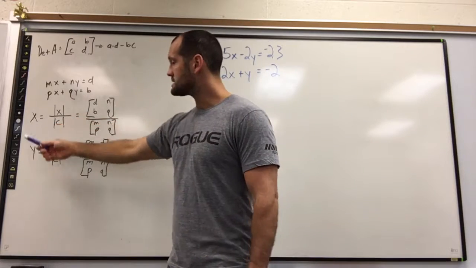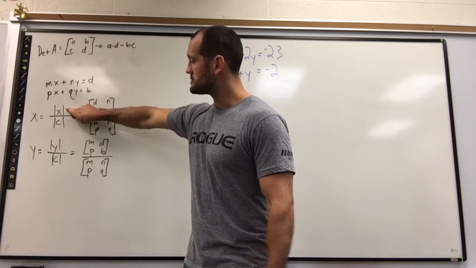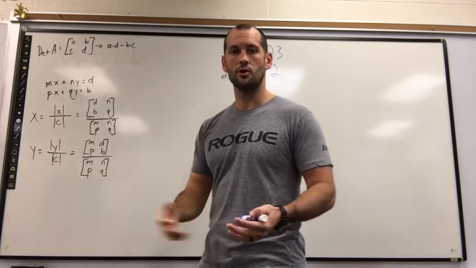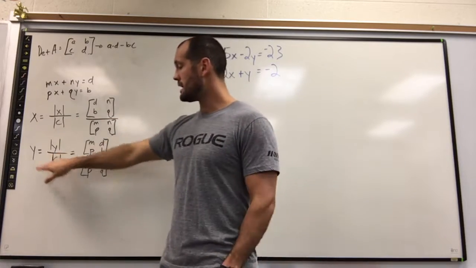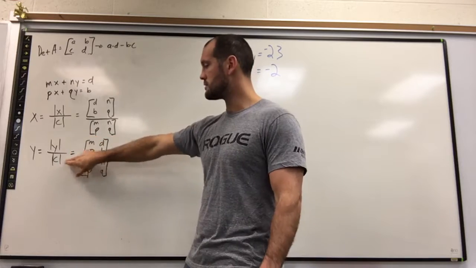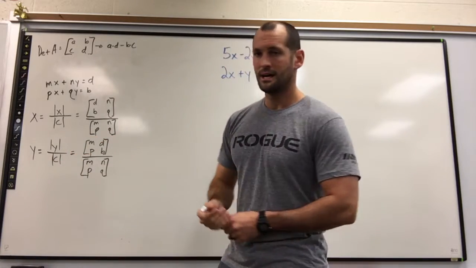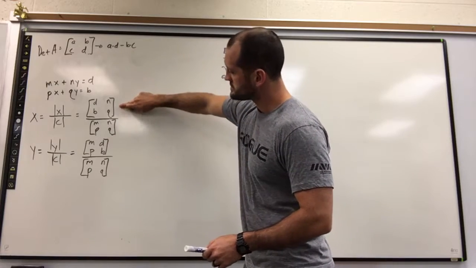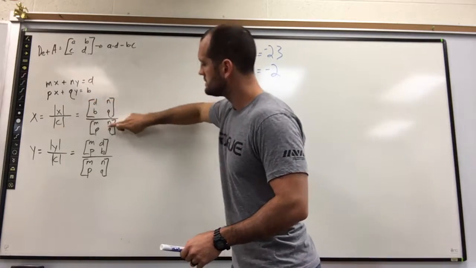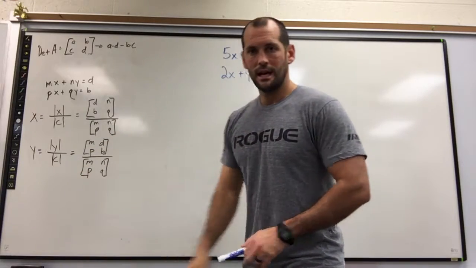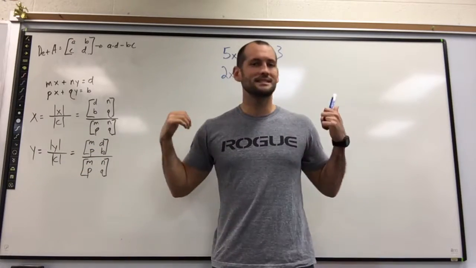To find x, it's going to be the determinant of the x matrix over the determinant of the coefficient matrix. This c represents the coefficient matrix. Y is the determinant of the y matrix over the determinant of the coefficient matrix. These are the matrices that make up x and y. Looks crazy, right? So let's actually see what it looks like.